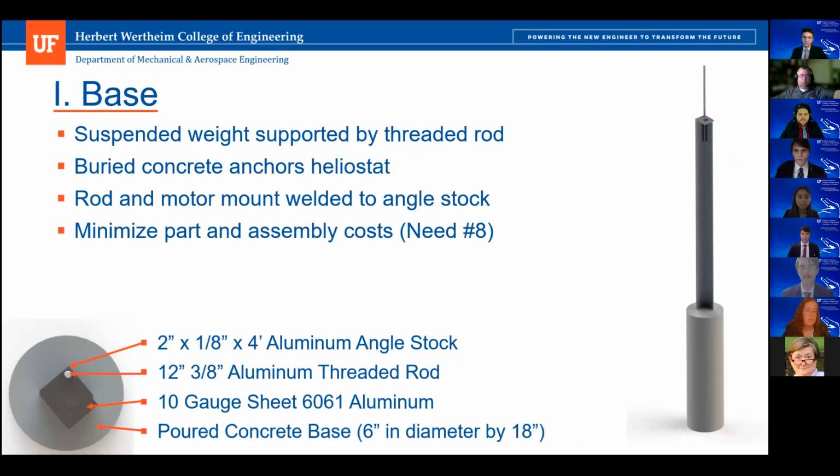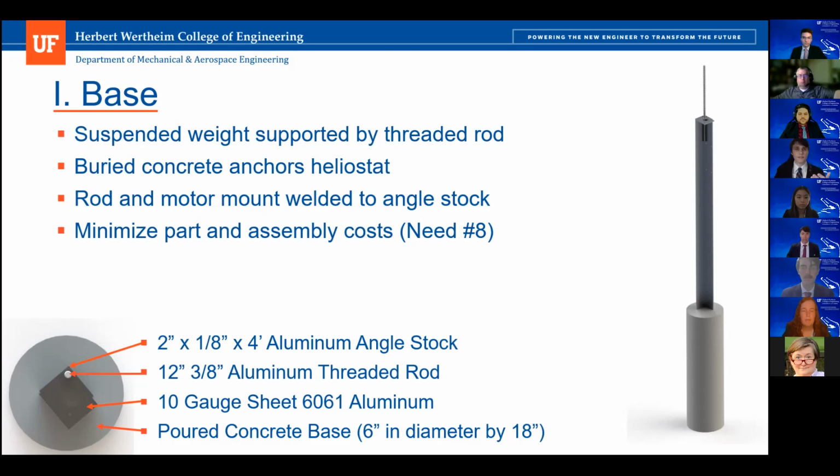So the base subsystem is simple, lightweight, and inexpensive. Assembly cost and time is minimized through the use of a few simple components. These components include 4 feet of 2-inch 6061 aluminum angle stock, 1 foot of 3/8 threaded 6061 aluminum threaded rod, a section of 10 gauge 6061 aluminum sheet metal, a poured concrete base, and a NEMA 17 stepper motor as well to deal with rotation.